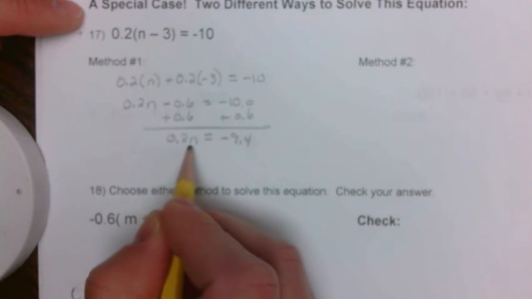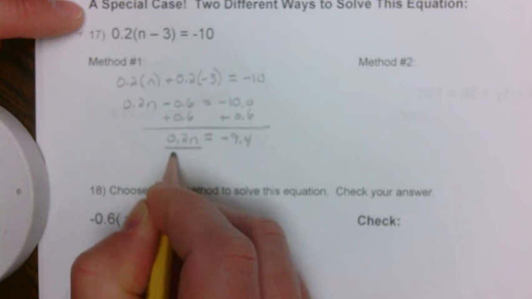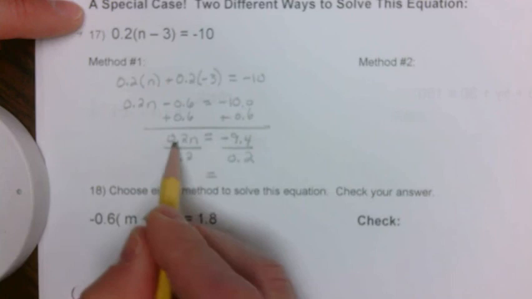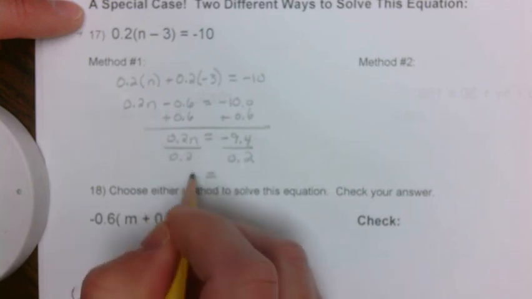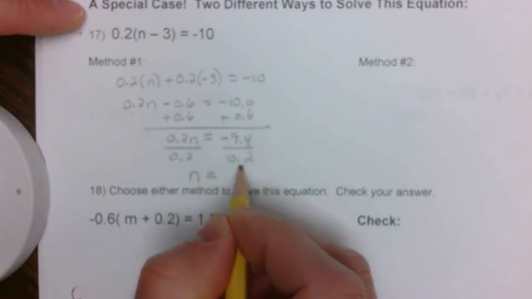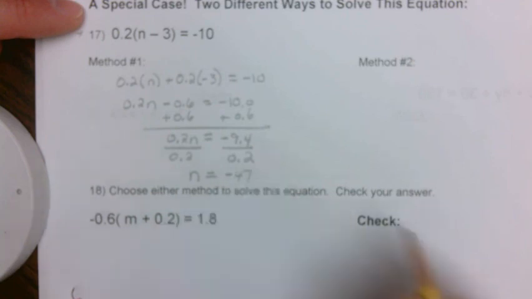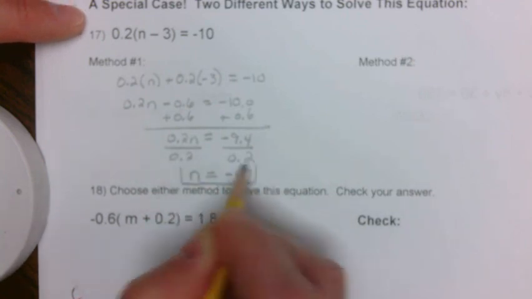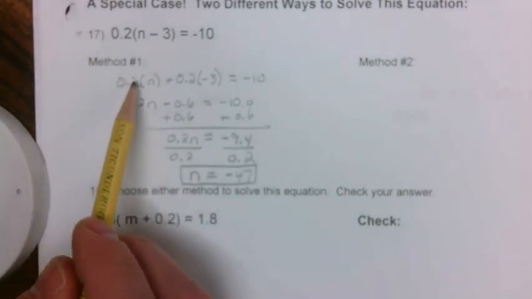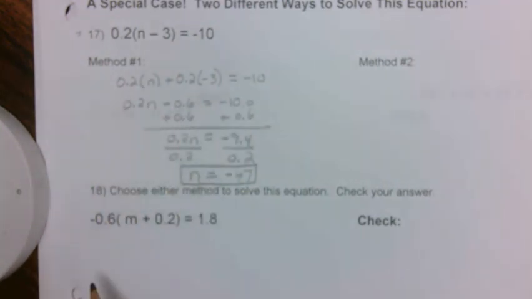Now to get the value of 1n, n right now is being multiplied by 2/10, so we'll go ahead and divide by 2/10 on each side. On the left, 2/10 n divided by 2/10 is our positive 1n. On the right, -9 and 4/10 divided by 2/10 is going to be -47. Okay, so n has a value of -47. So distributing in a case like this, absolutely great idea. That leads to your two-step equation, which we now know how to solve.